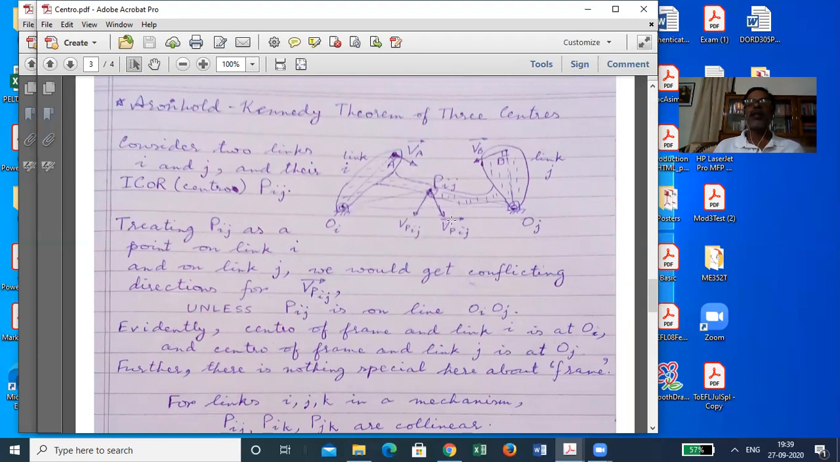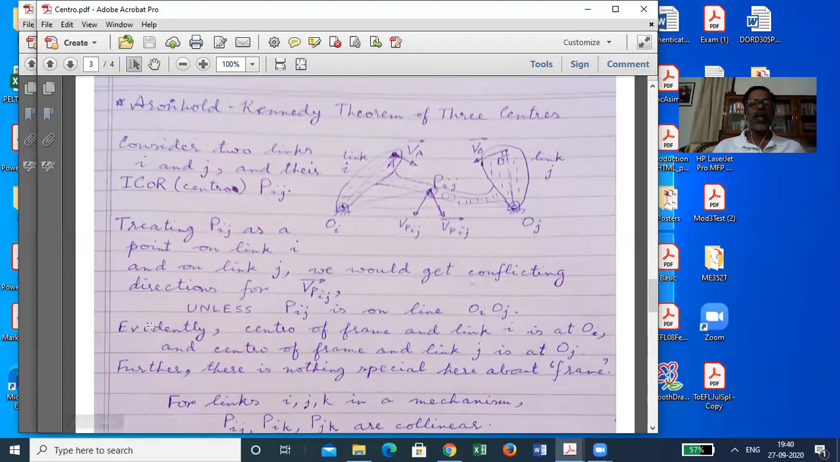And if the directions are inconsistent, then the point as on link this and the point as on link this may have different velocities. In that case, this point cannot be the relative instantaneous center of rotation, because for the relative instantaneous center of rotation, the point as on this link and as on that link should have the same linear velocity. So that means if this is going to be the centro between link I and link J, then it has to be on line OI OJ.